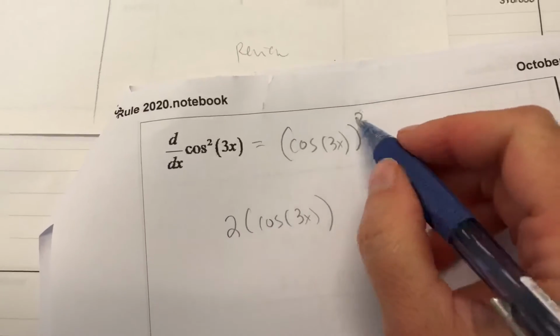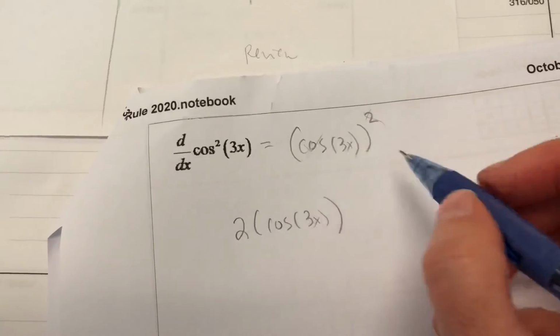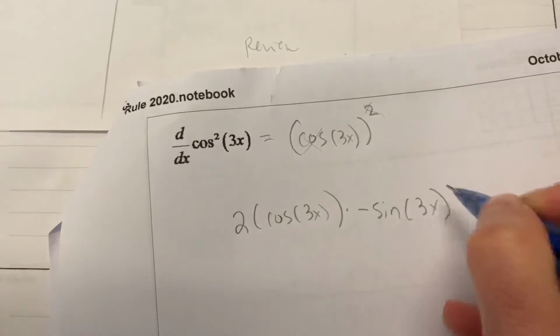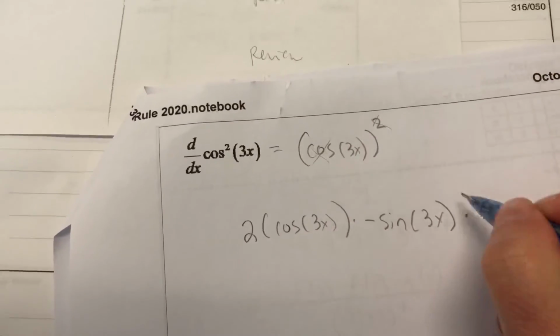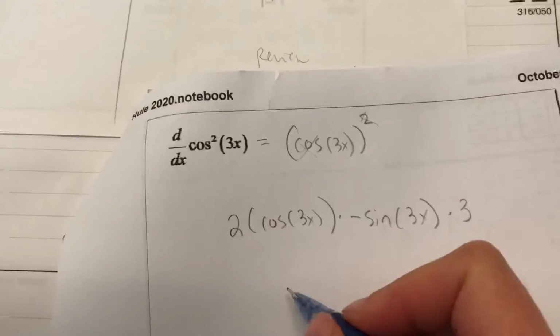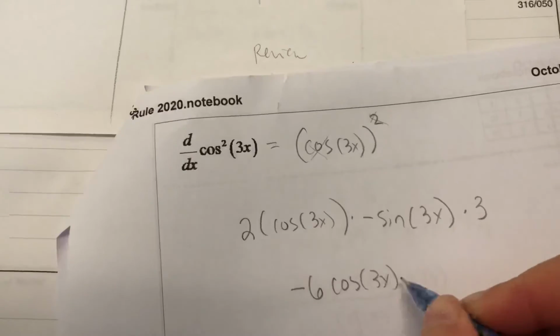So that dealt with the 2. Now we're going to deal with the next function, the cosine. So the derivative of the cosine of something is the negative sine of something. So that dealt with that. Now the only thing we have left to deal with is the 3x, and the derivative of that is 3. It's not really much to do. If you want to just bring all those constants to the front, you can.